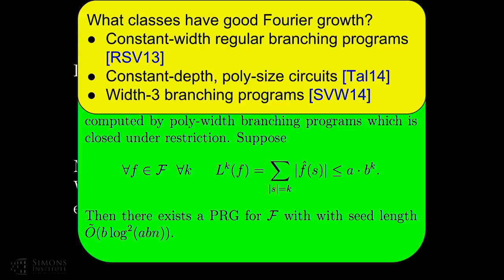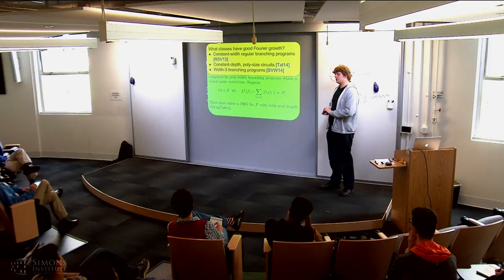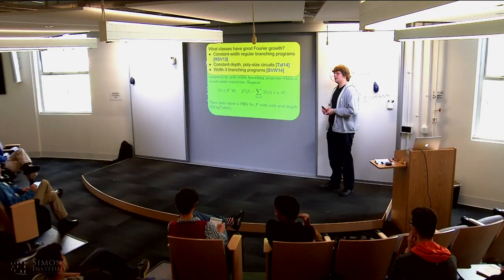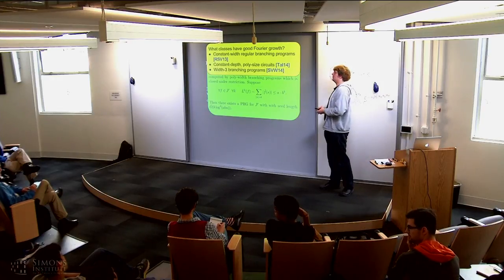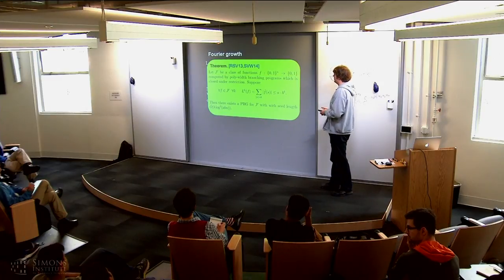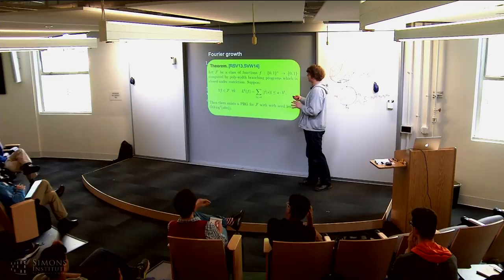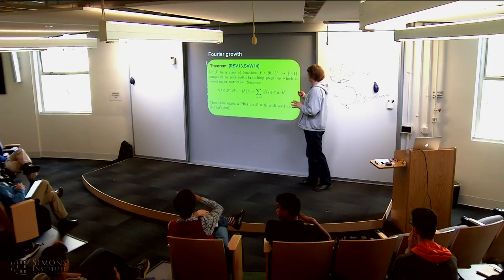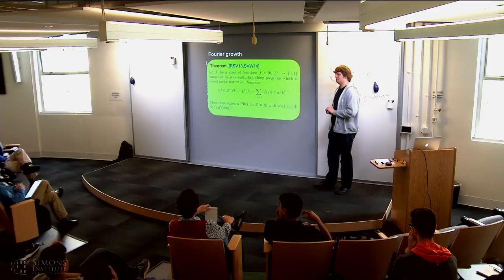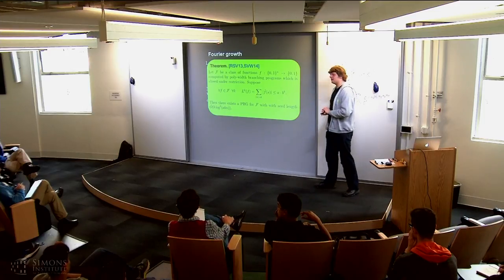Non-constructively, what would you expect? What's the best you could hope for? Non-constructively, we always get log n for just about anything. Could it be polylog in a and b, or is that too much to ask? You notice that I have this assumption here that this class is of polynomial width branching programs. And that assumption is important. I don't know what to do if you remove those assumptions. So yeah, you have two assumptions about it.